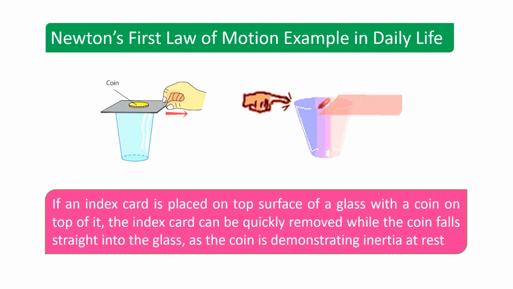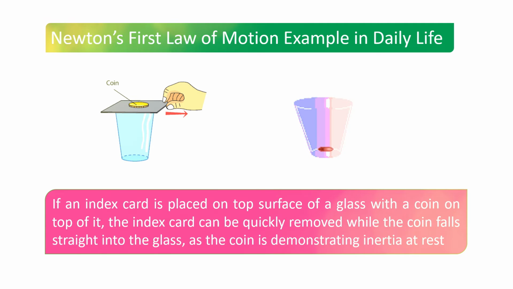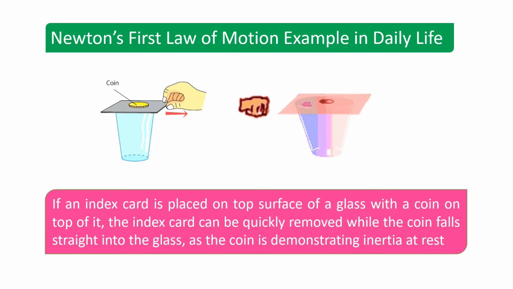So here you can see that the coin which is put on the surface of the index card is already in a rest position. Here we applied force on the index card, so the index card is in motion, but the coin is already in a static condition. So it demonstrates the condition of inertia of rest. The index card can be quickly removed while the coin falls straight into the glass because the coin is in rest position and the index card is in motion. So it demonstrates the concept of inertia at rest.